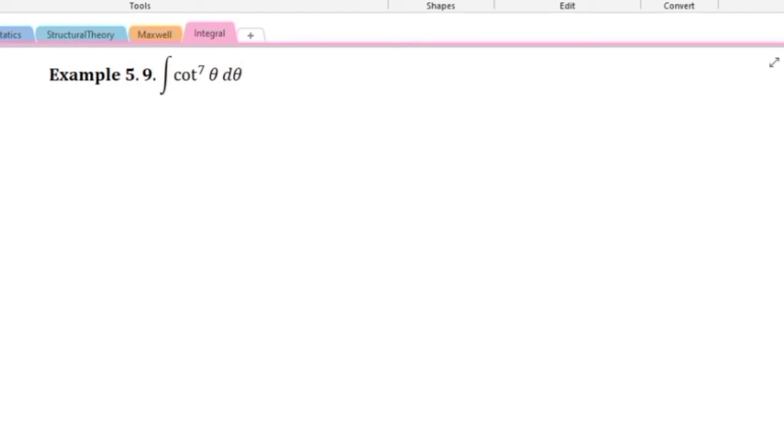Example 5.9. So we have here the integral of cotangent to the 7th theta d theta. So, check natin kung anong type ito. And of course, this is type 2. Kasi sa type 2, we have the integral of tangent and cotangent. So, it's type 2. And your n is equal to 7. So, meaning your n is greater than 1. So, ang rule natin doon is to factor out the cotangent square.